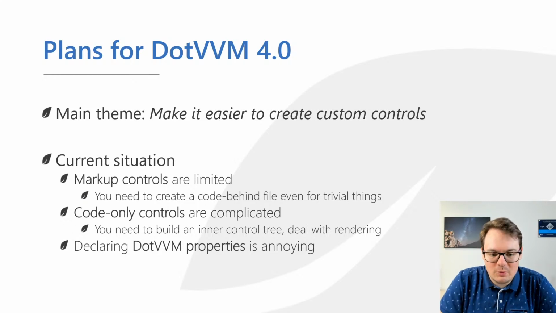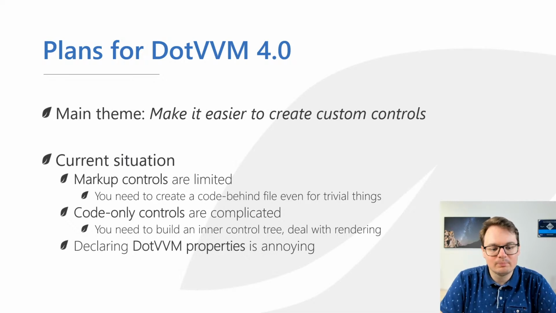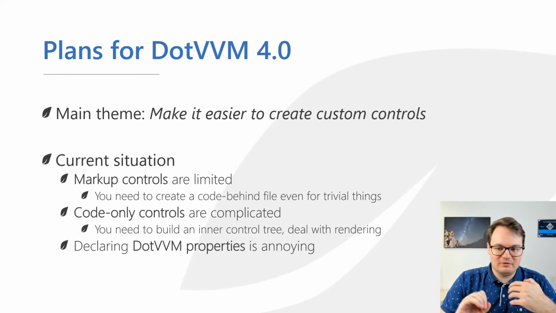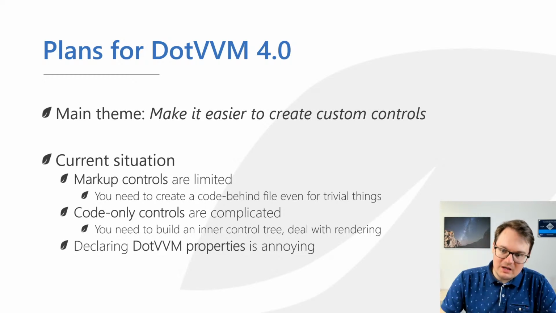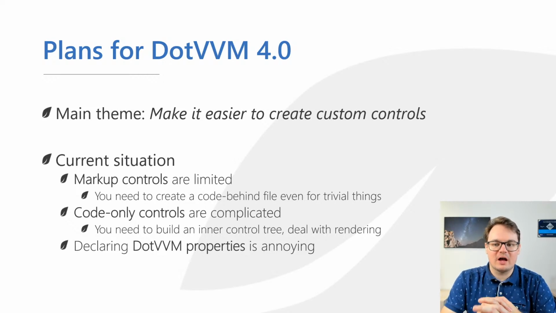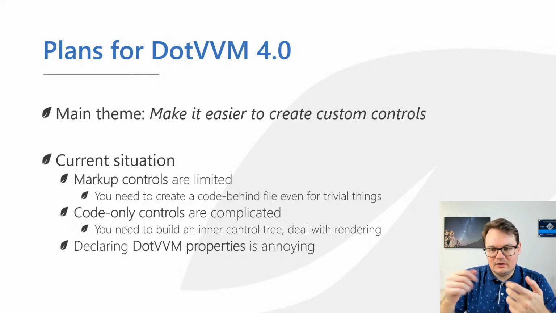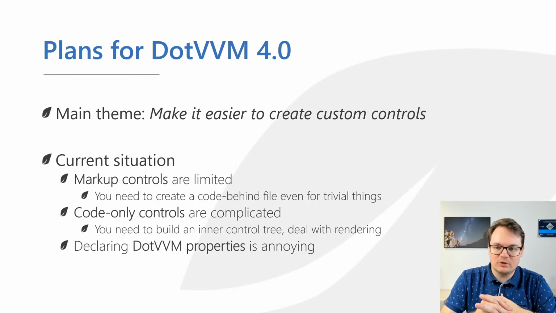Okay, so let's see what plans we have for the next major release, .vvm 4.0. We always try to have some kind of main theme for each major version. So for version 4, the topic is make it easier to create custom controls. Because .vvm supported creating your own controls from the first versions, but in version 2 or 3 we didn't change much about this process, and looking back it's not very straightforward.